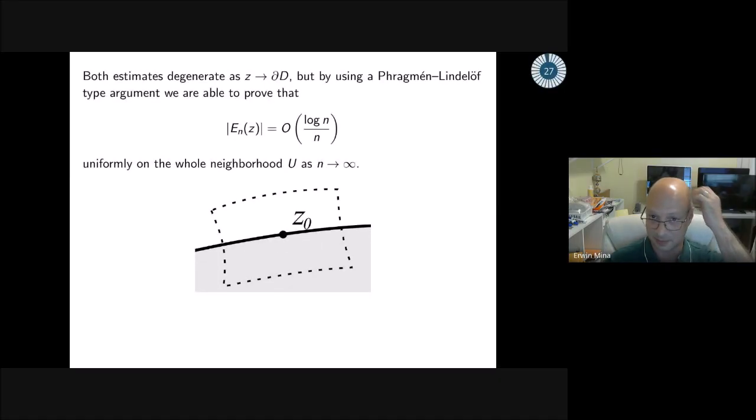So what we do is use an argument similar, at least in spirit, to the argument that you use to prove the Phragmén-Lindelöf theorem. It is a classical theorem in complex analysis. It's a theorem that allows you to use some version of the maximum modulus principle on a strip. And so by using that type of argument, we are actually able to prove that the function E n goes to 0 in the whole neighborhood. And in fact, we can prove that it goes to 0 like log of n over n. So we get an estimate on how fast it goes to 0.